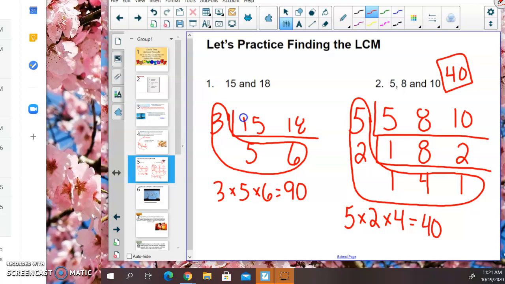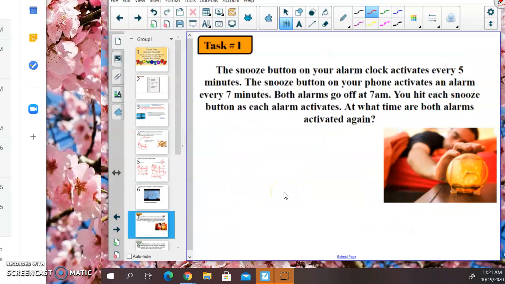So you can see when you have more than two numbers, it's still pretty much the same process, except you just have to find a number that can divide out of at least 2 of them to work through the process. So now a real-life application. The snooze button on your alarm activates every 5 minutes. The snooze button on your phone activates an alarm every 7 minutes. Both alarms go off at 7 a.m. You hit the snooze button as each alarm activates.